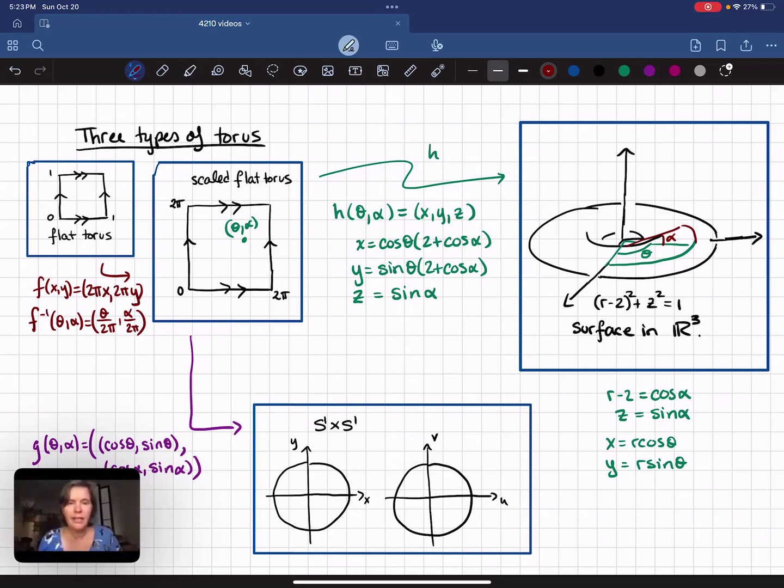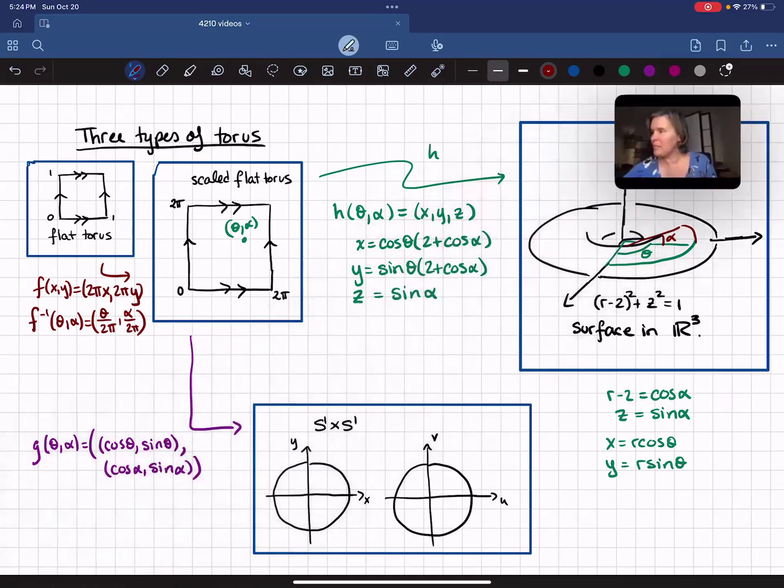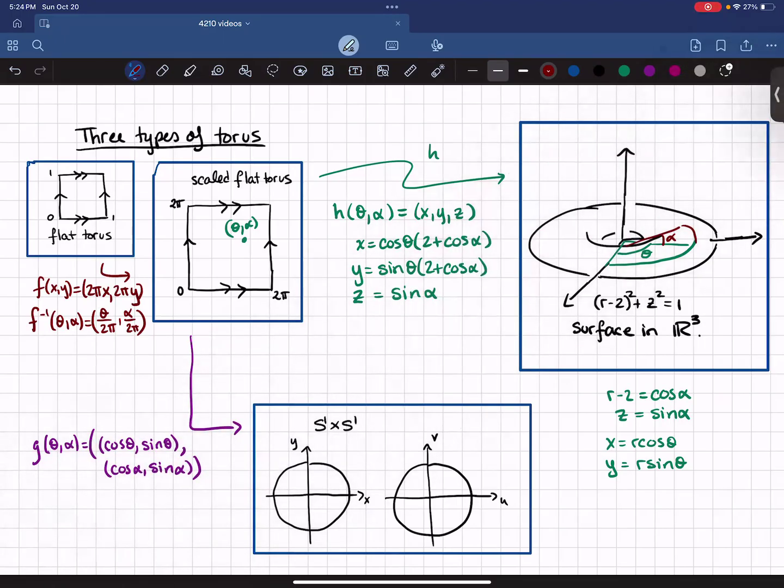All right. So these formulas show us that these three versions of the torus are actually equivalent to each other. I have my flat torus, I have my S1 cross S1, and then I have my surface in R3. And those are all three perfectly valid ways to represent the torus, and they are in fact homeomorphic to each other.